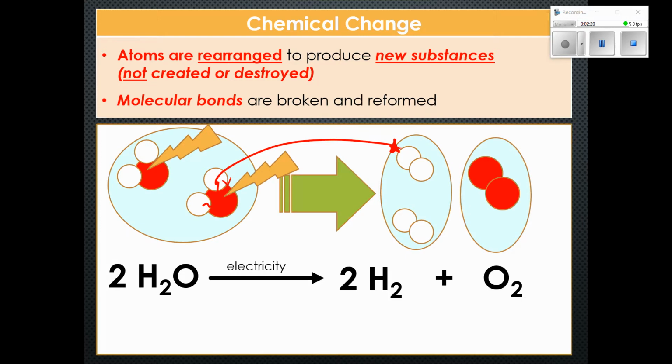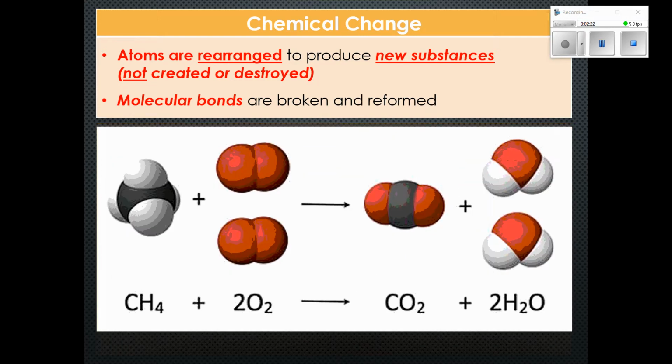Here you go, a balanced chemical reaction. Same thing here, this would be a methane reaction. This is the one you saw when we were burning methane in a Bunsen burner. You have a methane molecule combining with 2 oxygens, giving you carbon dioxide and 2 water. Again, we're breaking these bonds, rearranging, and forming new substances.